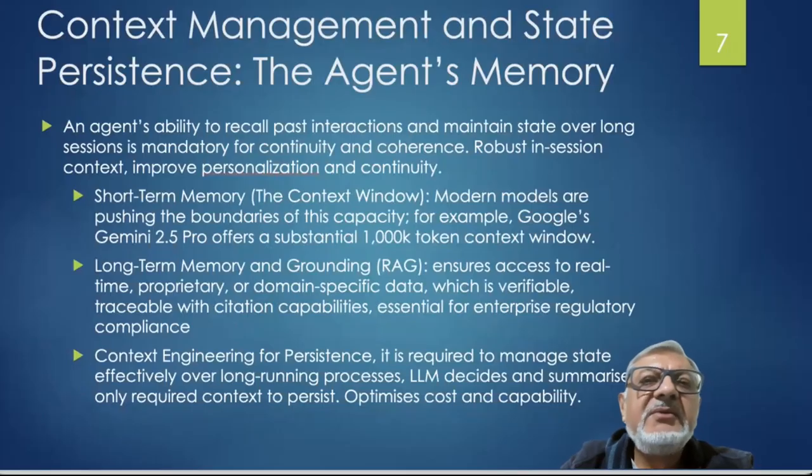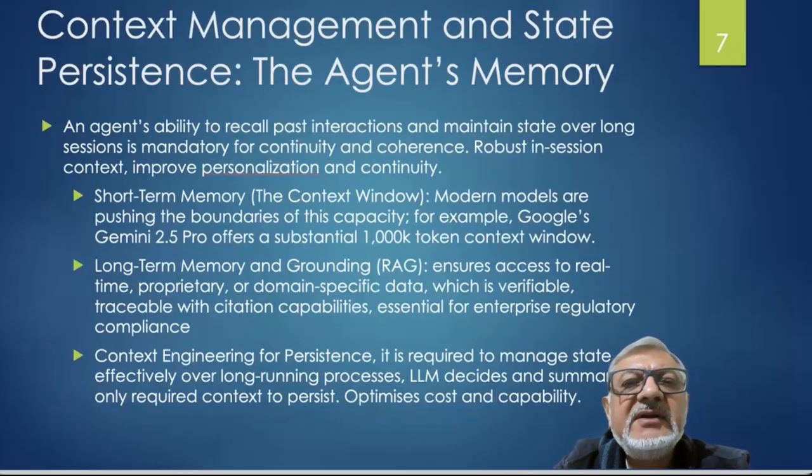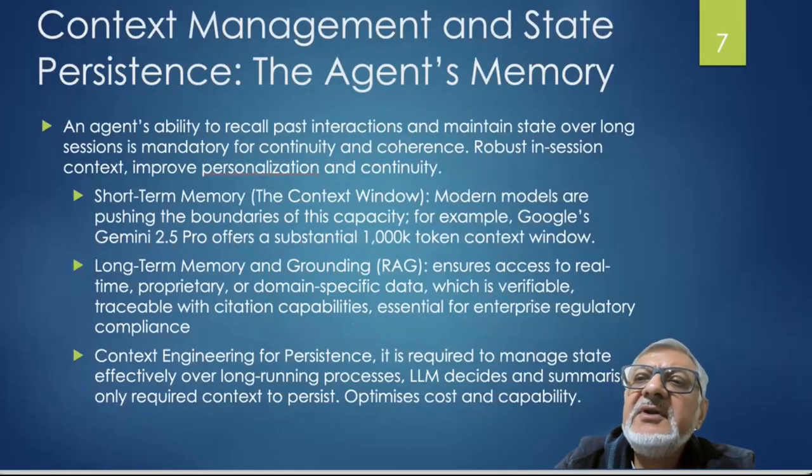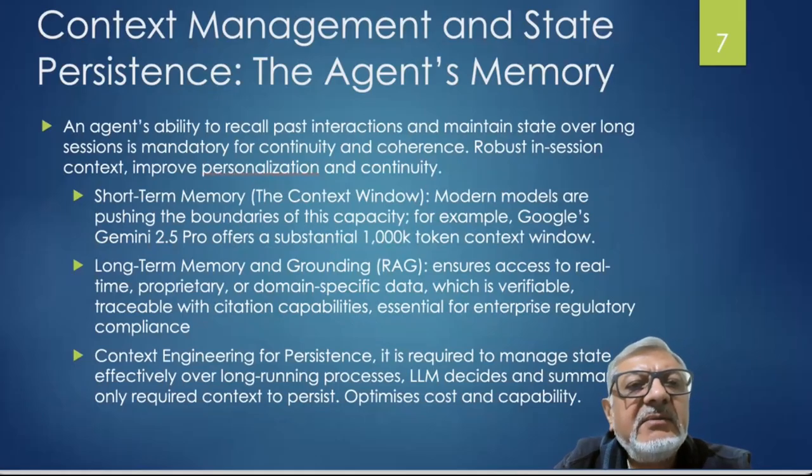So context management and state persistence. This is another important feature for the agent's memory. Agent's ability to recall past interactions and maintain state over long sessions is mandatory for continuity and coherence, because robust in-session context improves the personalization and continuity of any application.